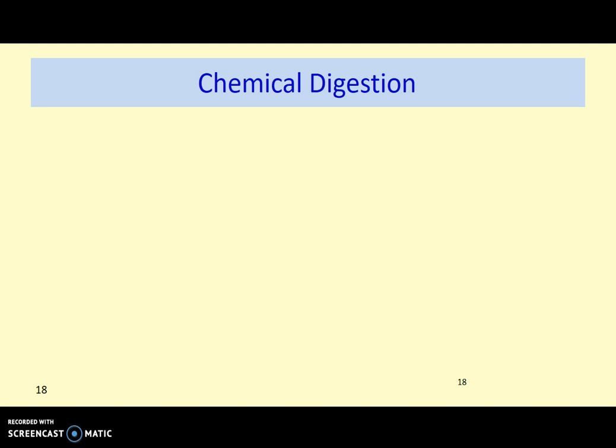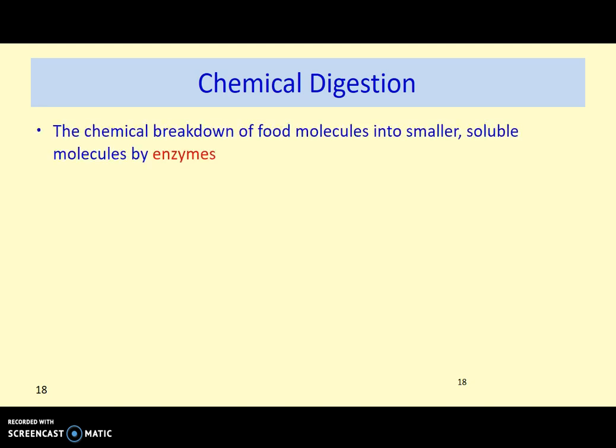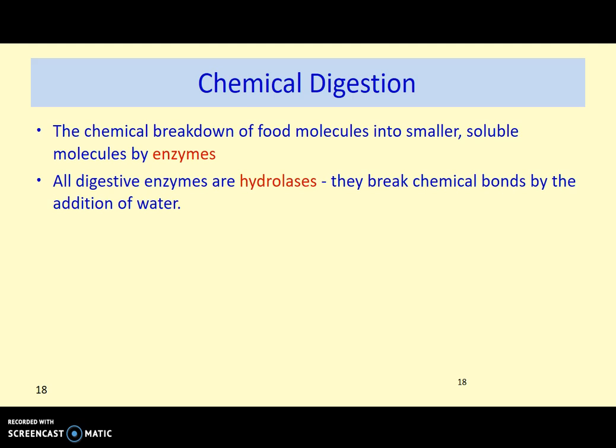In chemical digestion, what you've got is actual chemical breakdown of food molecules into smaller soluble molecules by enzymes. So this is hydrolysis, and you all know about hydrolysis reactions from your biological molecules topic. So all digestive enzymes are hydrolases. They break chemical bonds by the addition of water.